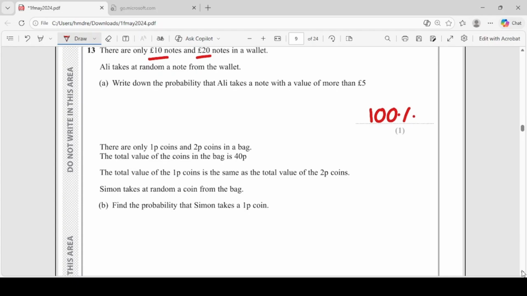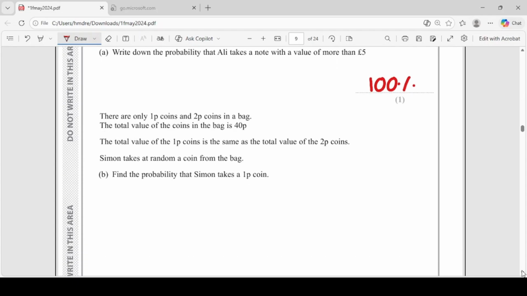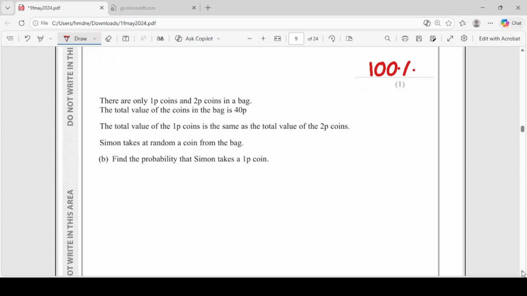Next up, there are only 1p coins and 2p coins in a bag. The total value of the coins in the bag is 40p. The total value of the 1p coins is the same as the total value of the 2p coins. Okay, so the total value is 40p. The value of the 1p coins is the same as the value of the 2p coins, which means it has to be 20p in 1p coins, 20p in 2p coins.